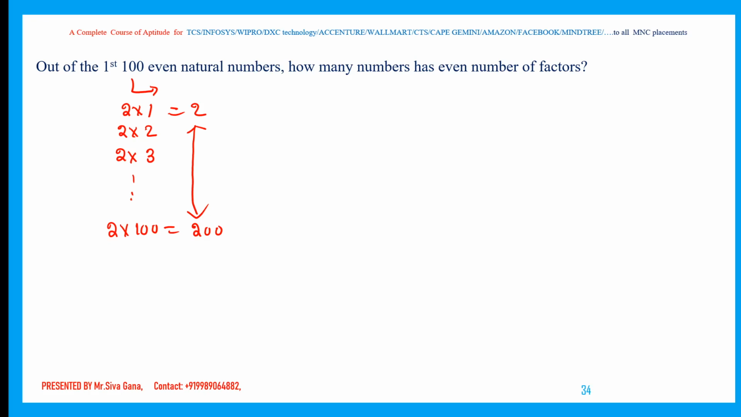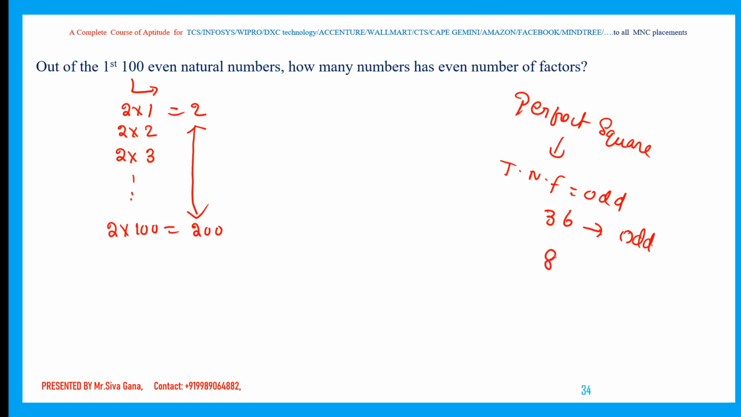Okay. How many numbers have an even number of factors? Right? For a perfect square, I'm telling you, the total number of factors is odd. For example, 36: the total number of factors of 36 is odd. 81 is a perfect square; its total number of factors is odd. So if the number is a perfect square, its number of factors is odd. For the rest of the numbers, the total number of factors is even.